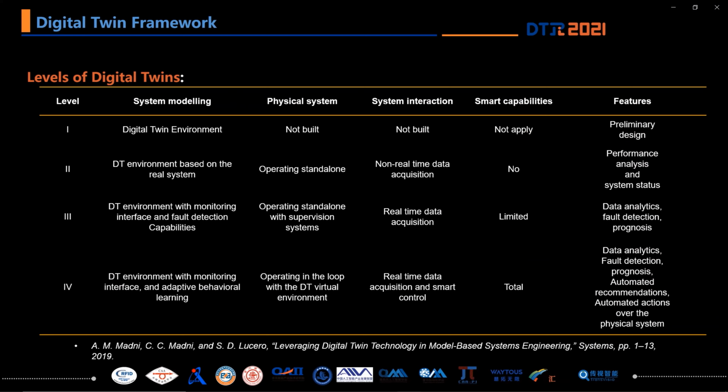And as we progress through levels 3 and 4, we see that the physical system and the digital twin start to have real-time data acquisition, and there is increasing and smarter control, as well as more features such as fault diagnosis, prognosis, making recommendations, as well as automating actions over the physical system.